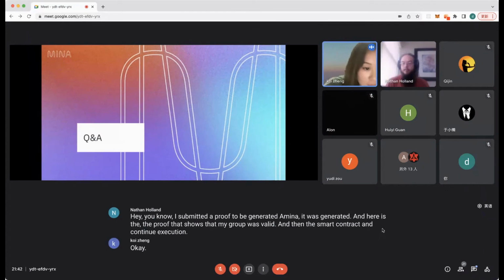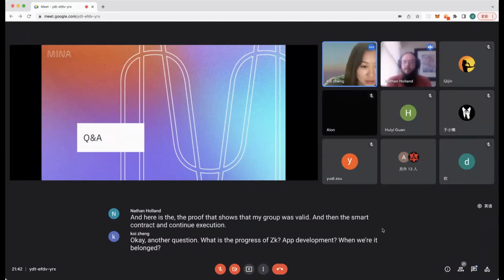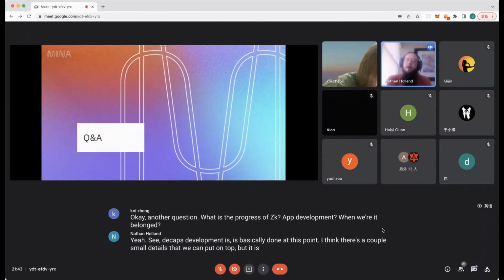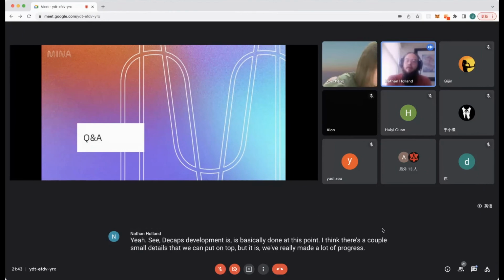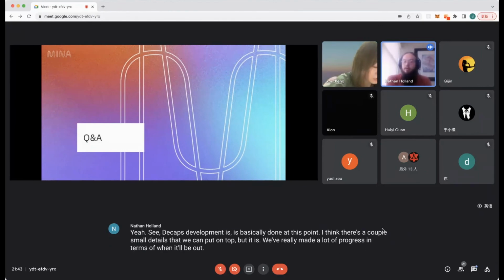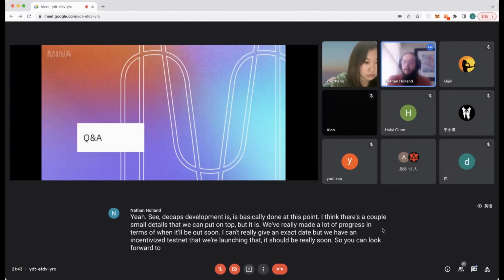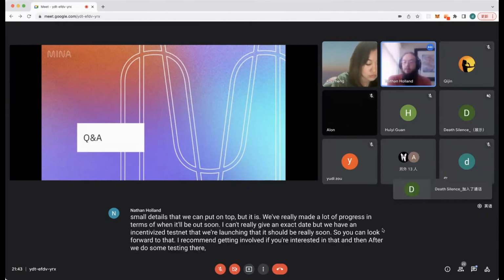Okay. Another question, what is the progress of ZK app development? When will it be launched? Yeah, ZK apps development is basically done at this point. I think there's a couple of small details that are being put on top, but we've really made a lot of progress. In terms of when it'll be out, soon. I can't really give an exact date, but we have an incentivized testnet that we're launching that should be really soon. So you can look forward to that. I recommend getting involved if you're interested in that. And then after we do some testing there, we'll be able to launch the mainnet.